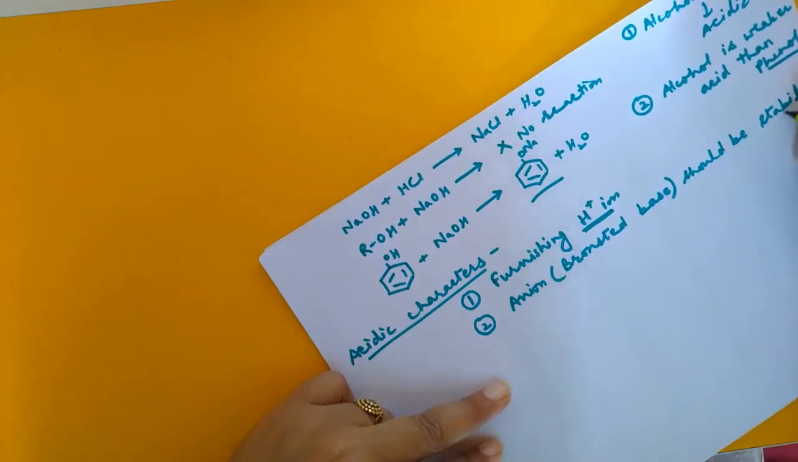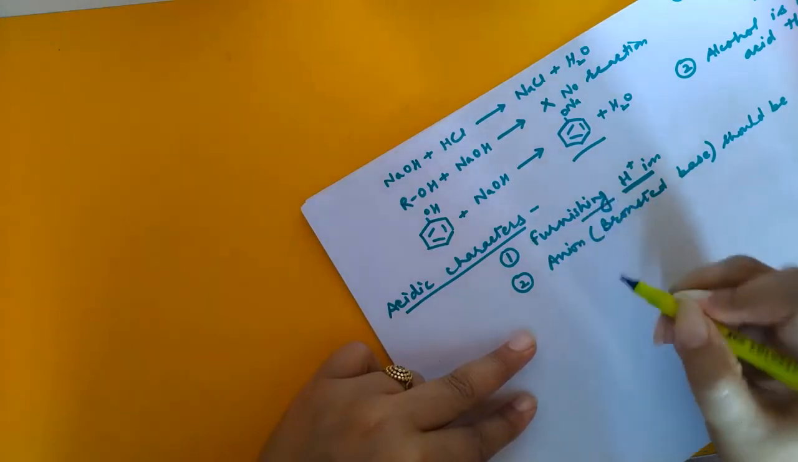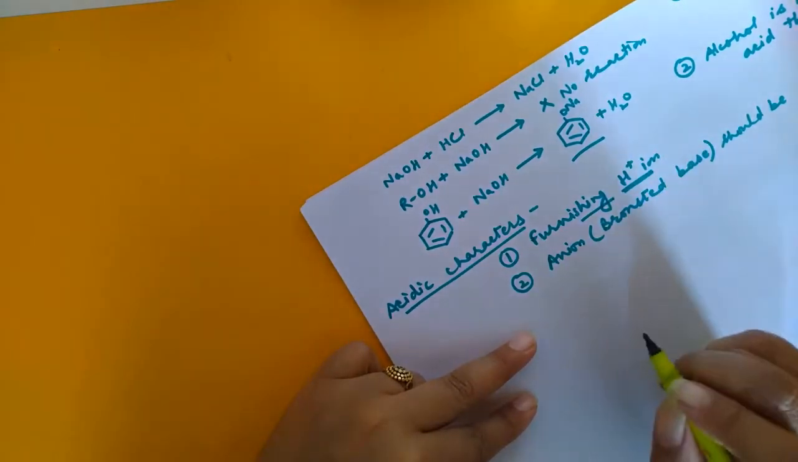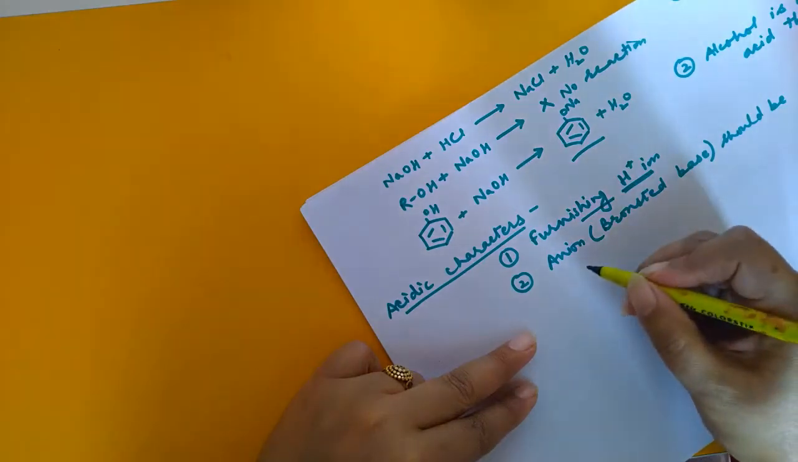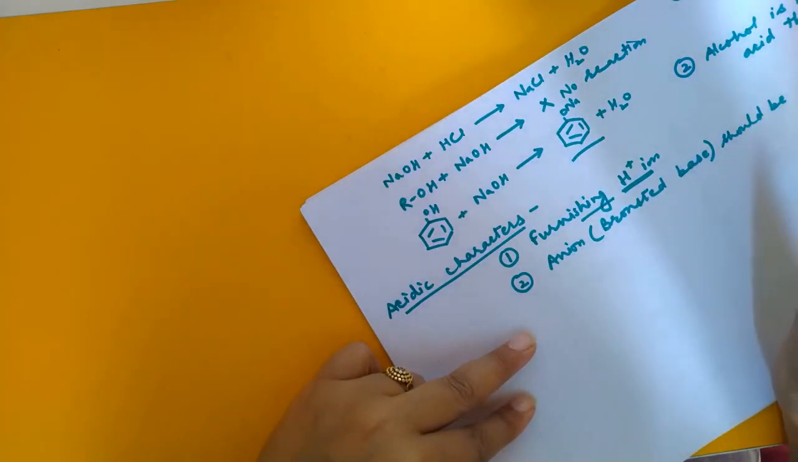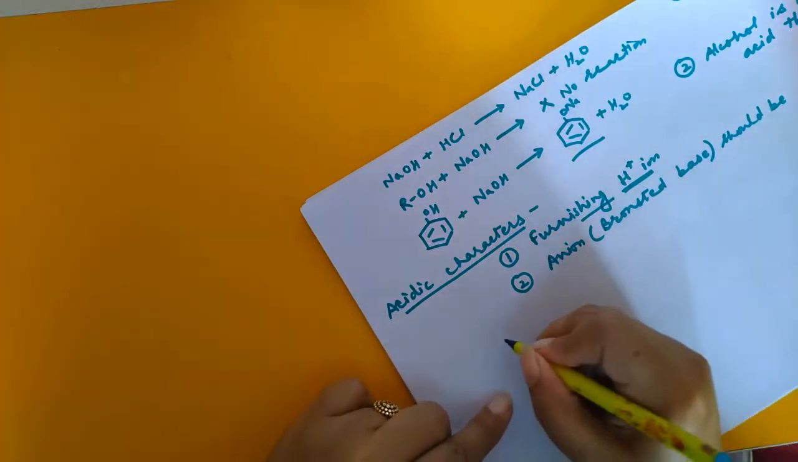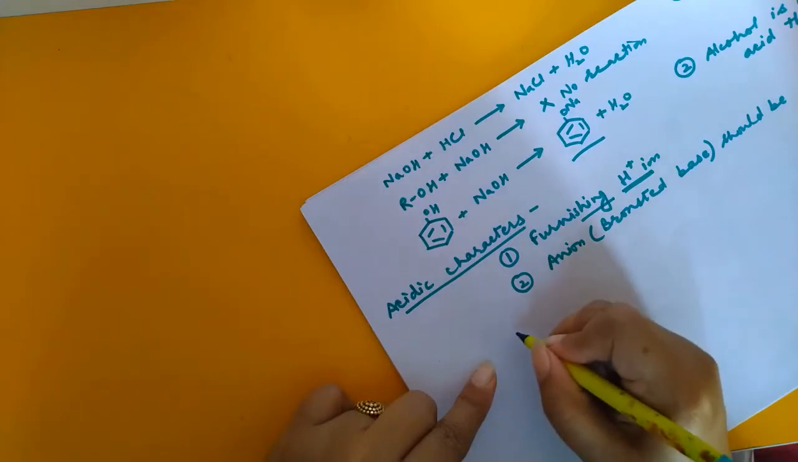So these are the two criteria which make any acid an acid. The compound should furnish hydrogen ion, then we say it is acidic, and the anion or Bronsted base formed should be stabilized. So these are the two criteria for any compound to be acidic. So let's see, does it happen in the case of alcohols and phenols?